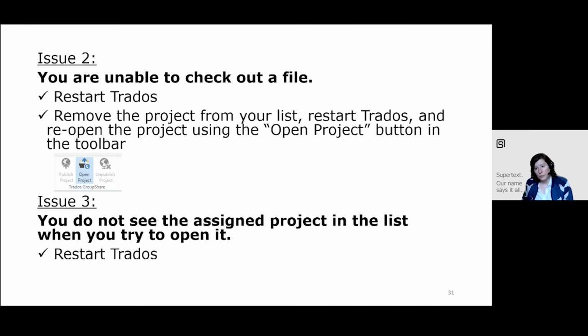Issue number 2, you're unable to check out a file. First, try restarting Trados. If that doesn't work, remove the project from your list, restart Trados again, and reopen the project using the Open Project button in the toolbar. If you don't see the assigned project in the list when you try to open it, restarting Trados will probably fix your problem.